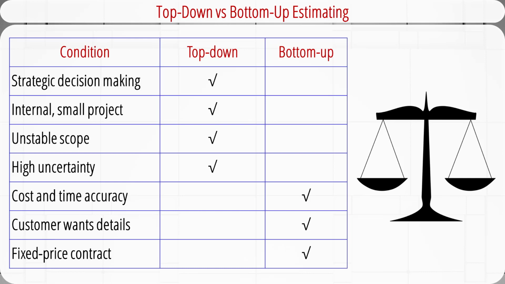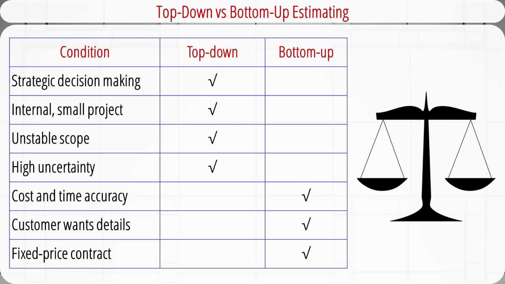If the results are used for strategic decision-making, or it's an internal small project, then top-down estimates are sufficient to provide approximate time and cost. If a lot of uncertainties are involved or the scope is likely to change as the project progresses, it's impossible to secure accurate predictions. Then the top-down methods are a good choice to provide some ballpark numbers.